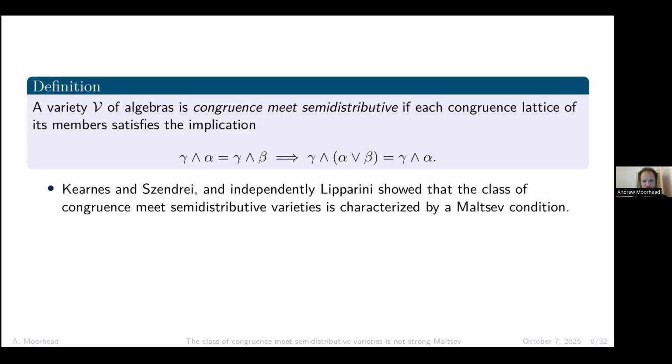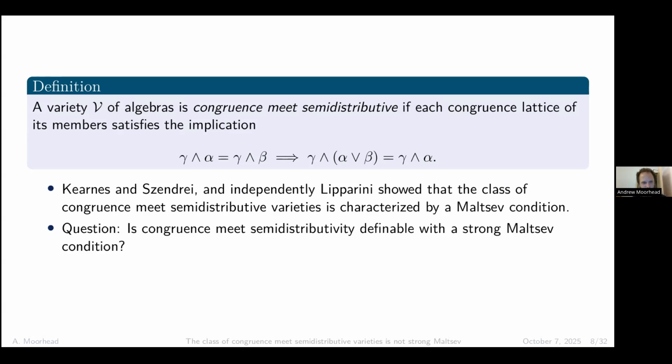Kearnes and Szendrei and independently Lipparini showed that the class of congruence meet semidistributive varieties is characterized by a Maltsev condition. And so it's a natural question, is this definable with a strong Maltsev condition? So that's the topic that we'll be talking about for the remainder of the talk.